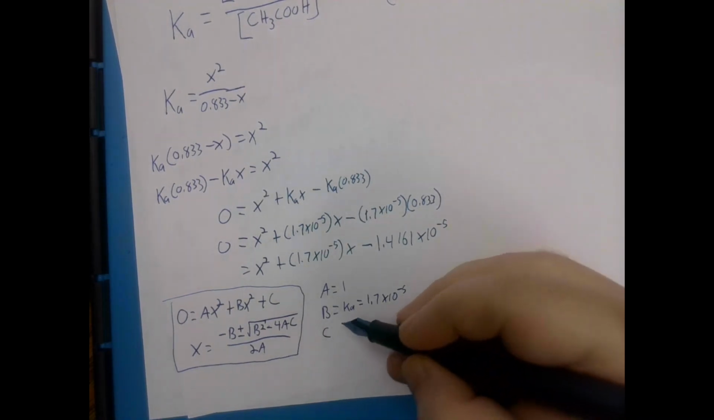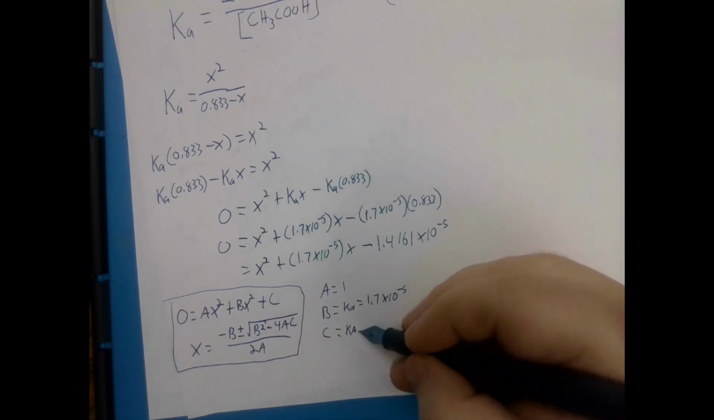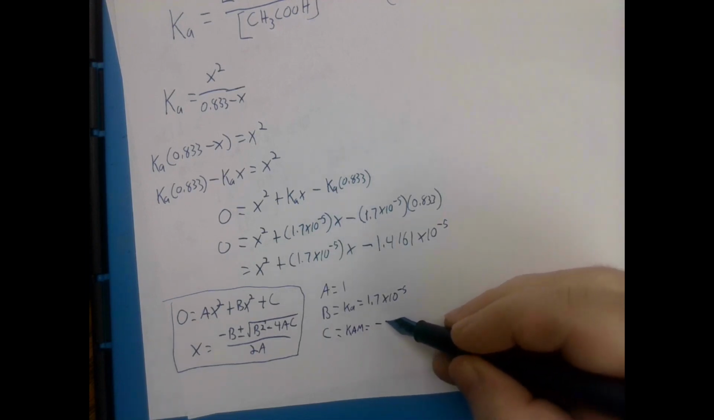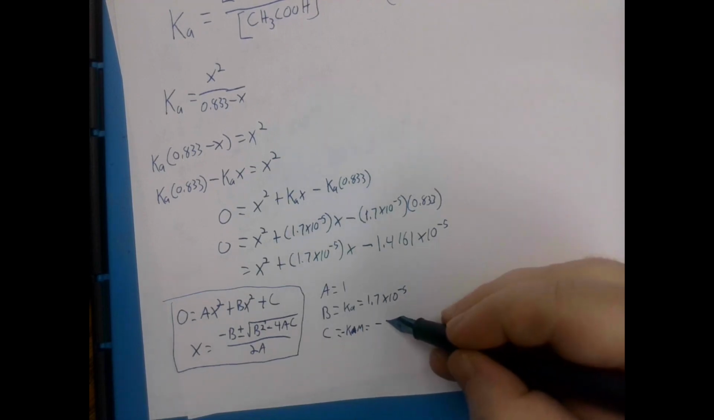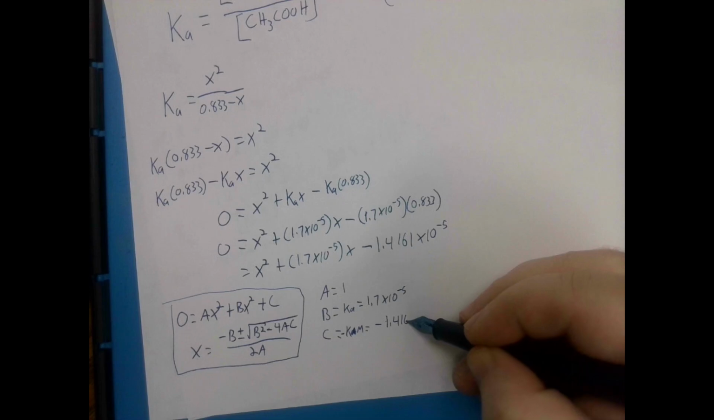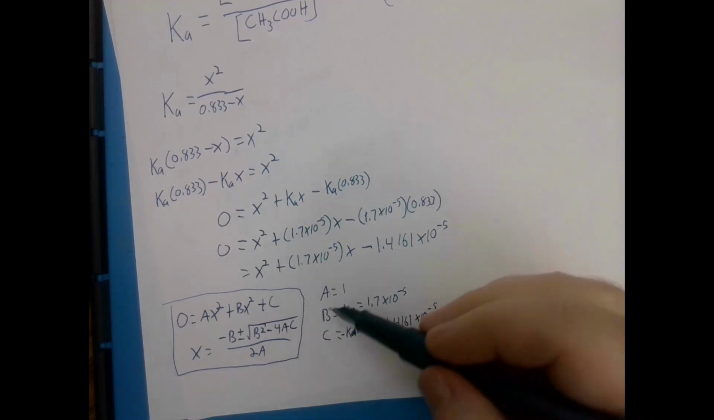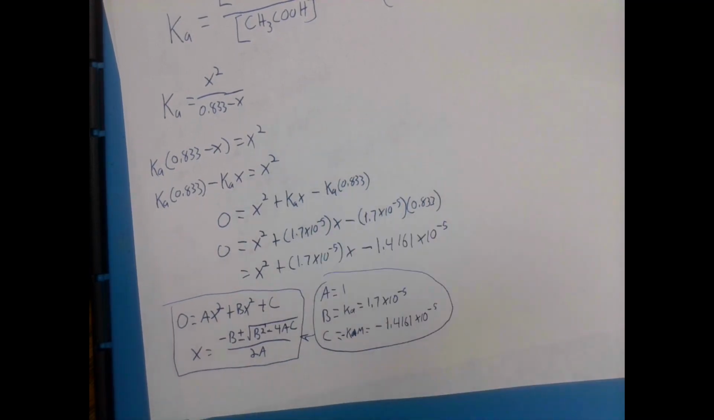And my c was equal to negative Ka times my molarity, which was equal to negative 1.4161 times 10 to the negative 5. So all I need to do is plug these three values into this one. And I'll tell you right now, you're going to get two answers. Ignore the negative one. Always take the positive one.